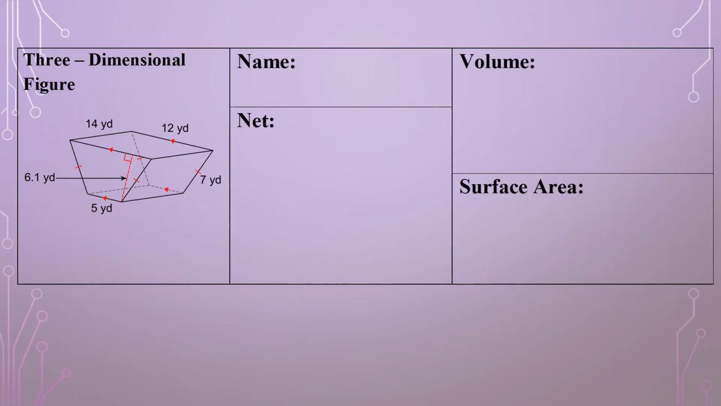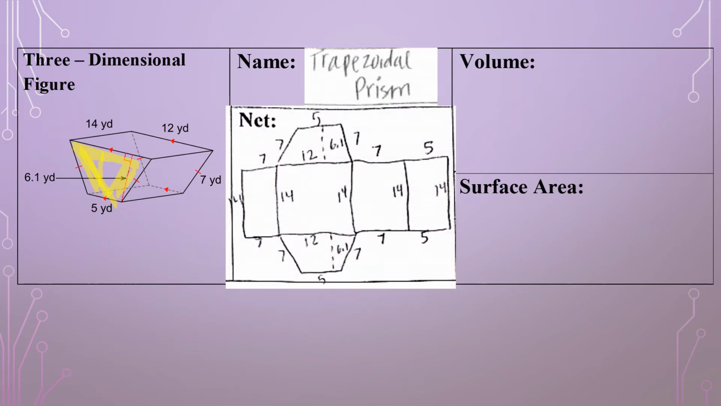Okay, guys, so looking at this 3D figure, hold on. This has some trapezoids here. So this would be a trapezoidal prism. Okay, the net, obviously you can draw it any way you want, but this is how I did it. You have 5 and 12 as your 2 bases of the trapezoid, and then 6.1 is the height.